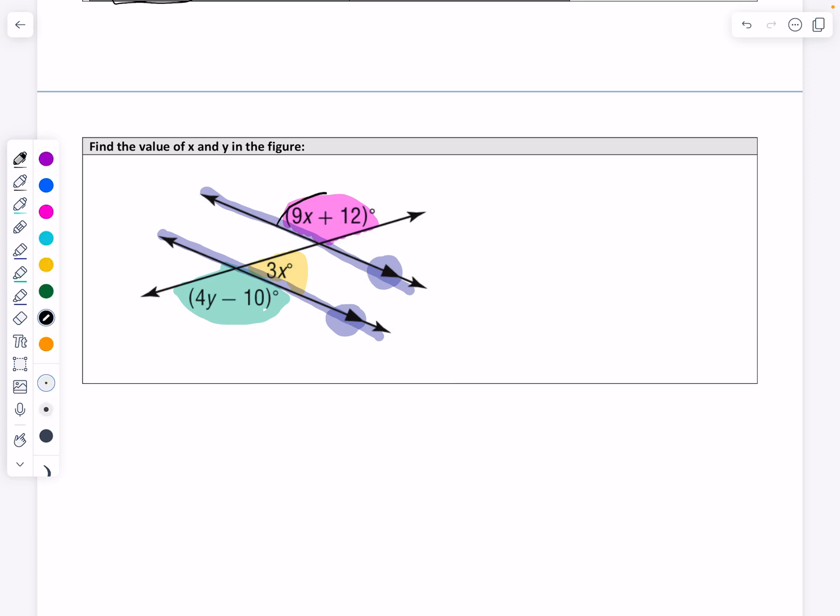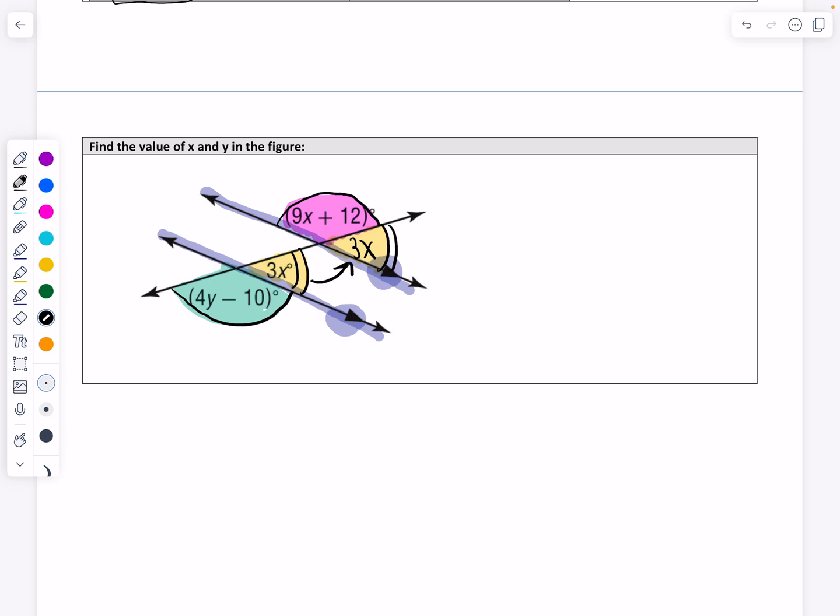Obviously, 9x plus 12 is obtuse, 4y minus 10 is obtuse, so I can set those equal because a big is equal to a big. But if I did that, I wouldn't be able to solve for either variable because I have 2. So I need to figure out what can I do with my x's. Well, since these lines are parallel, if this is 3x, top right corner, that means that this top right corner is also going to be 3x. So I get to copy that right above.